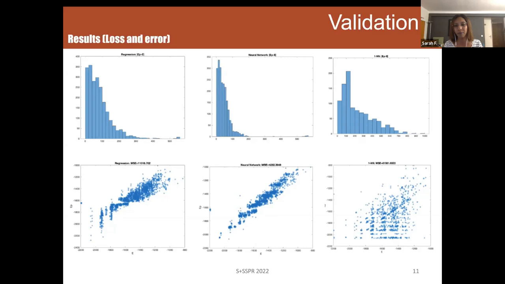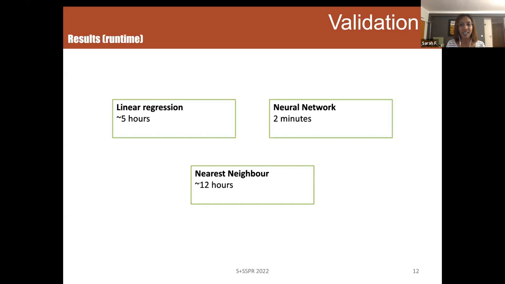So we also did a runtime analysis because we were also interested in the computing complexity of each of these methods and their combinations. And we realized that when we tried to train the linear regression, it took about 5 hours. The neural network took just 2 minutes. And the longest of them all was the nearest neighbor, which took approximately 12 hours to train.